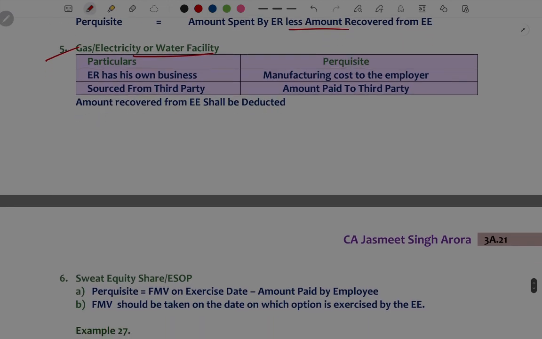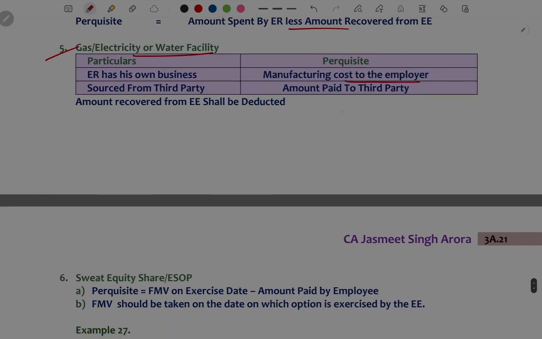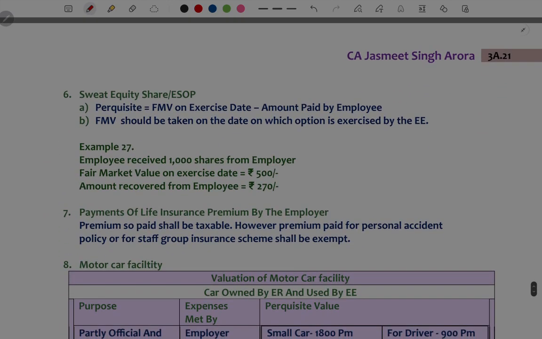Gas, electricity and water facility: manufacturing cost to the employer or amount paid to the third party. Sweat equity shares, sorry, ESOP. What will be the perquisite? FMV on the exercise date, means market value. At what price the share is trading in the market, minus the amount actually paid by the employee, will be the perquisite value, and it will be taxed according to that.